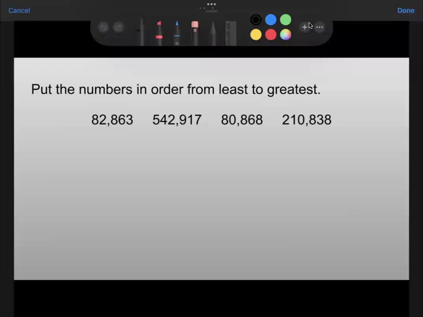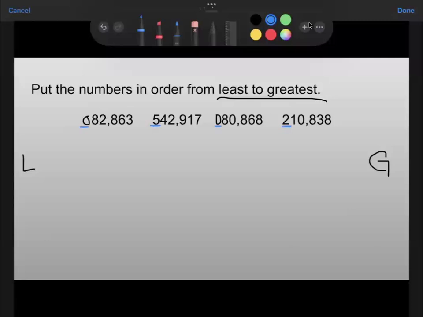Okay, here's our last example for today's video. We're going to put these numbers in order from least to greatest. So I'm going to go ahead and underline that and put an L here and a G here. Again, we have 4 numbers, and some of them are 6 digits, some of them are 5 digits. So let's make them all 6 digits. I'm going to take the 5-digit ones and put a 0 and a 0 in front. Now they're all 6 digits. So let's go ahead and start with that 100,000s place. 0, 5, 0, 2.